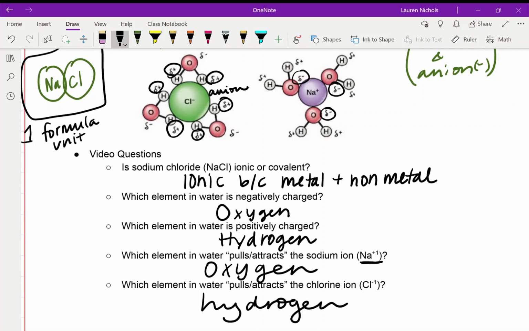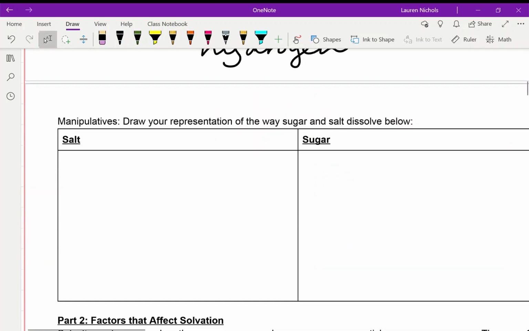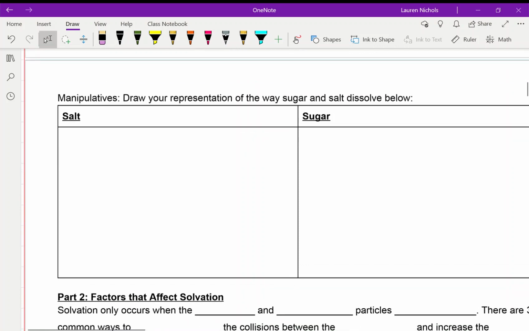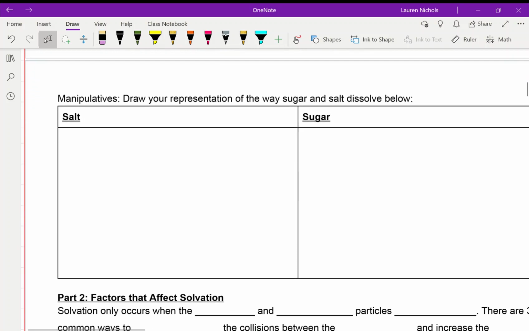So that is going to be all for this video, but in our next video we're going to look at how to actually draw what happens between salt and sugar with solvation, and so keep a lookout for that video.